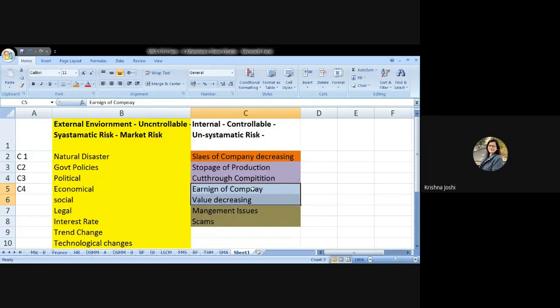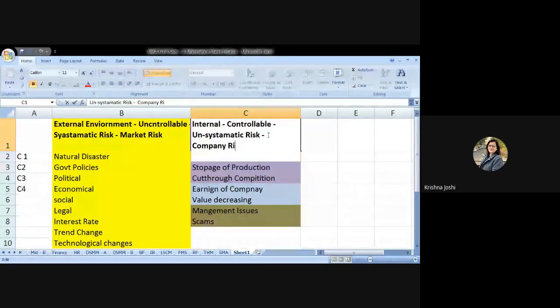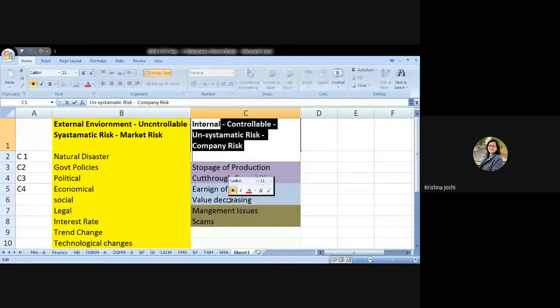Now what should I do? I will transfer the risk. What is the exact word for the transfer of risk? Diversification. Yes, that is called diversification. So this is also called company risk, and we can reduce this risk by diversification.